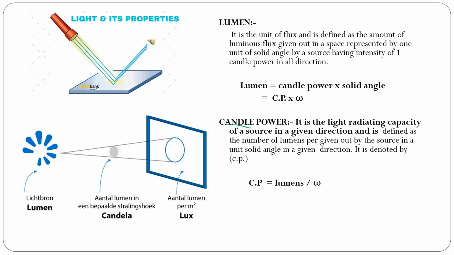Now what is candle power? Candle power is the light radiating capacity of a source in a given direction. It is defined as the number of lumens given out by the source in a unit solid angle in a given direction. It is denoted by Cp. So here the 3 rays are coming out. So we can say this is 3 Cp. So candle power is equal to lumens per omega.